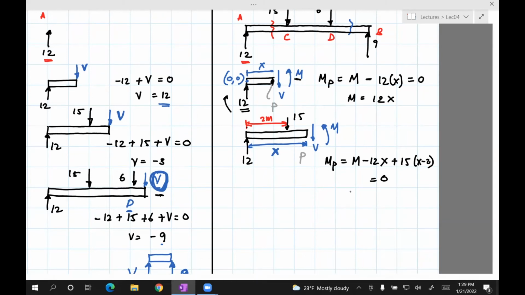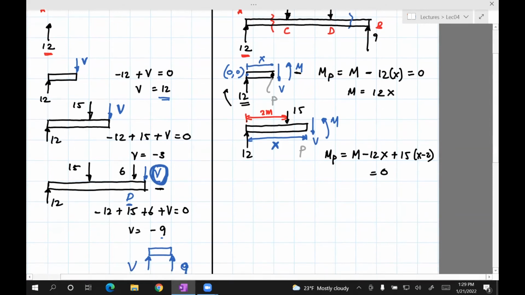Professor, can you explain why did you put positive in front of 15? Sure. So let's take this. This is P. This is 15. About P, this would be 15 times (x minus 2). You can see this arrow is the way in which the 15 would rotate the beam from the point where it acts back to P. And since this arrow is in the counterclockwise direction, it's positive. Makes sense. Okay. Thank you, Professor. Sure.